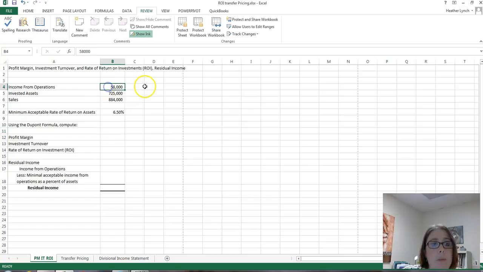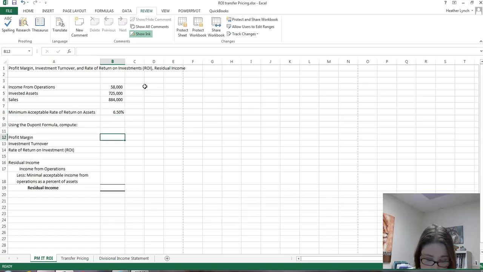So I've given you some information. We have income from operations of $58,000. We have invested assets of $725,000. We have sales of $884,000, and we want a minimum acceptable rate of return on our assets of 6.50%. Okay, so this information will be given to us.